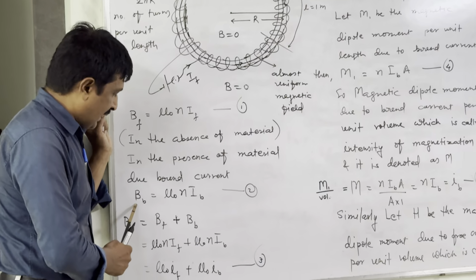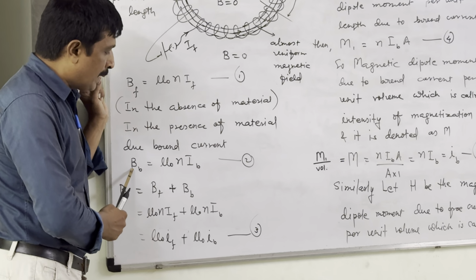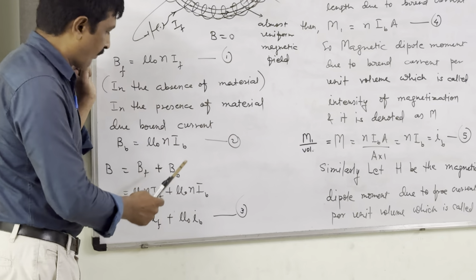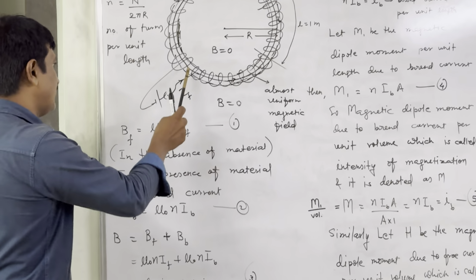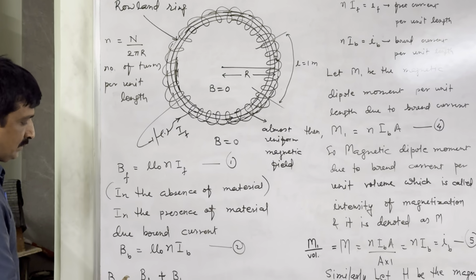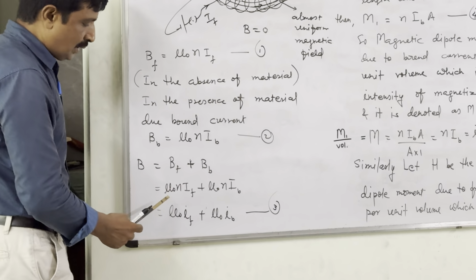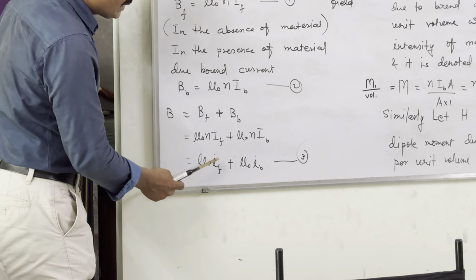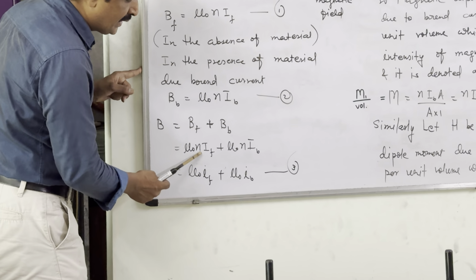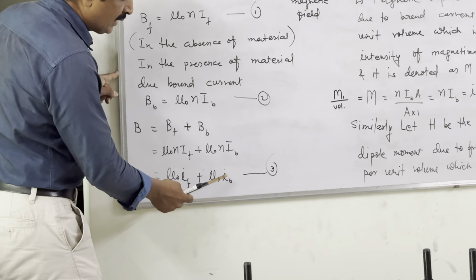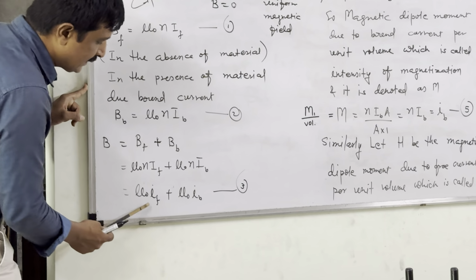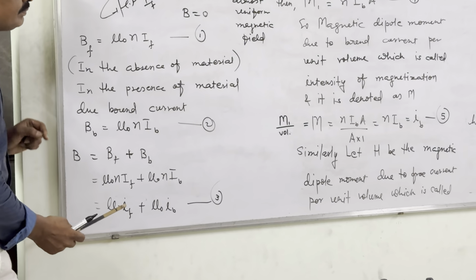So due to this extra magnetic field, say B_b, the magnetic field due to bound current is mu naught n i_b. So the net magnetic field inside the material is B_f plus B_b. So it is mu naught n i_f plus mu naught n i_b. n i_f is denoted as small i_f, which is free current per unit length. Similarly here, small i_b stands for bound current per unit length. So this is the net magnetic field.